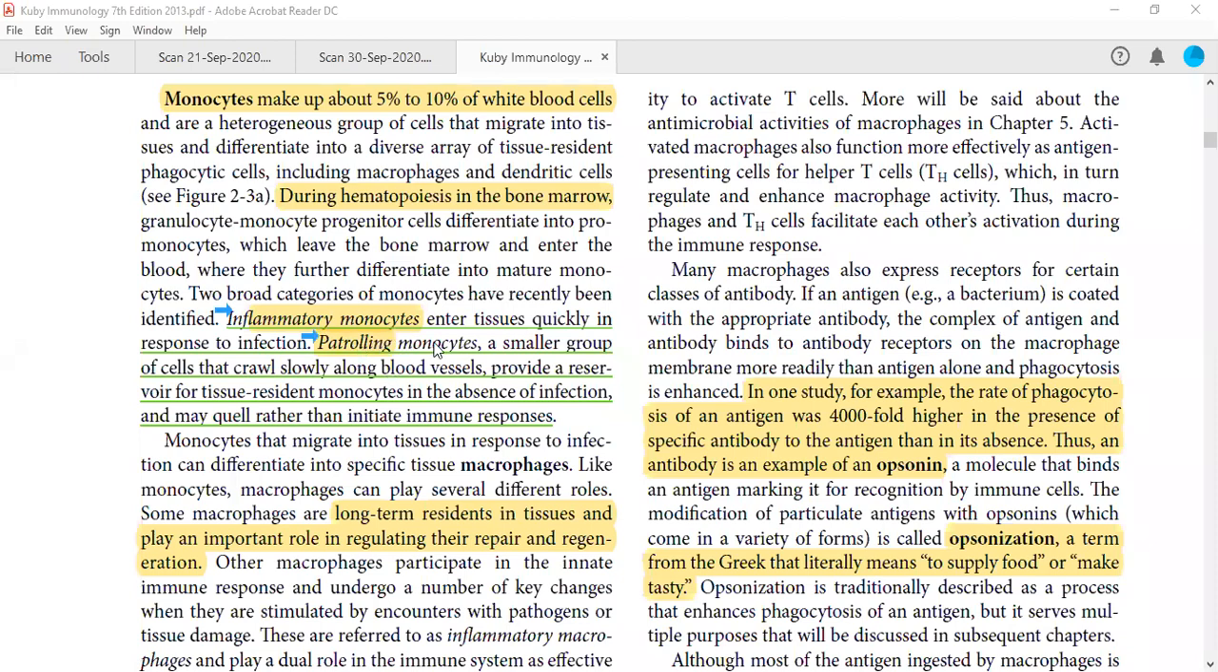So the patrolling monocytes are a smaller group of cells, but they crawl slowly along the blood vessels, providing a reservoir for the tissue resident monocytes in the absence of infection. If there is no infection, still they are present and may quell rather than initiate an immune response. So generally, they do not initiate an immune response. They have this patrolling function, whereas inflammatory monocytes will mount an immune response. All right.